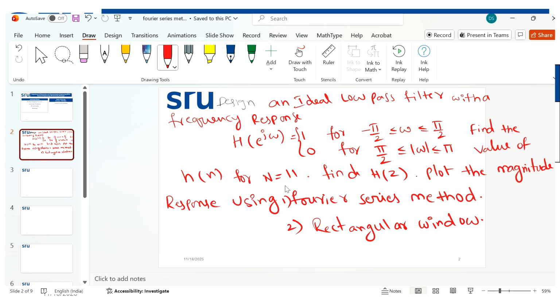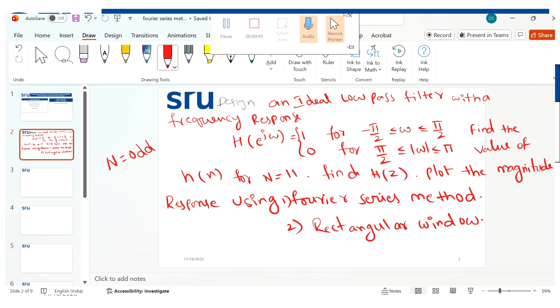Here itself you can identify what is the n value. The n value is odd or even? Odd value. Find h of n and plot the magnitude response using the Fourier series method and rectangular window method. Solution.